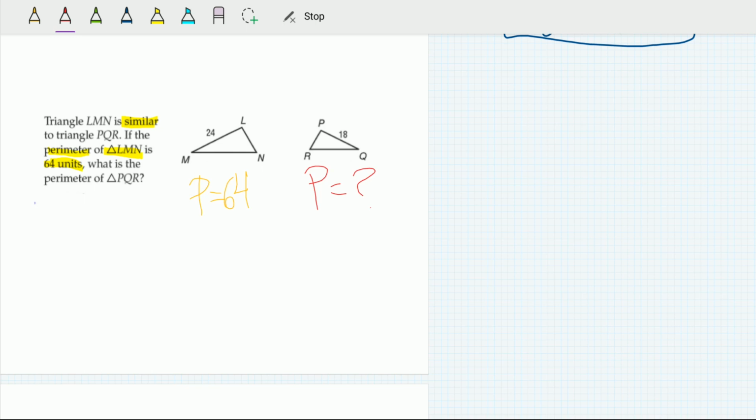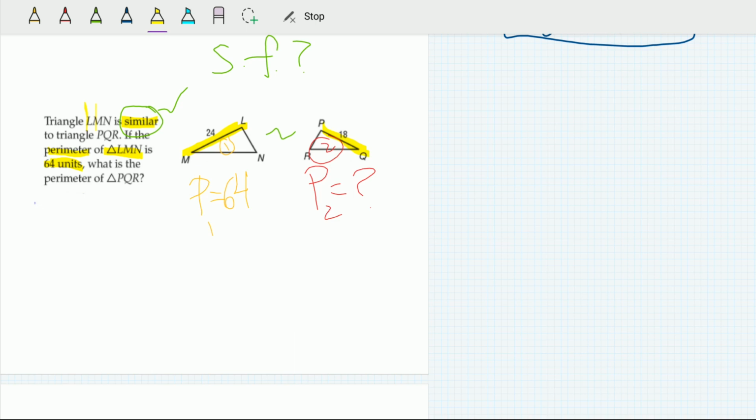Okay, so let's go ahead. I'm going to call this one first triangle, and I'm going to call that one the second triangle. So let's put a little 2 there, a little 1. All right, so I have one perimeter, and I need to get the other one. What I can do right now is figure out the scale factor, since I know they are similar. So let's match the sides. LM, because those are the first 2 letters, would go with PQ.